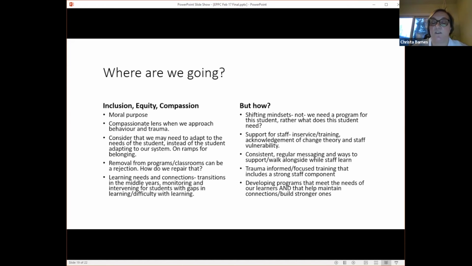Consistent regular messaging, so meeting with secondary principals and our counselors in secondary, so that they have an understanding of how the referral pieces go and what we're looking for, and even how we can collaborate on a larger level. And we can be there to walk alongside them and do some learning.